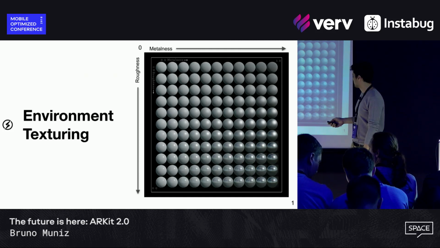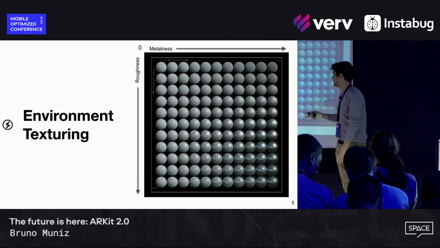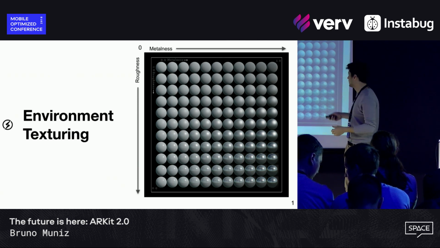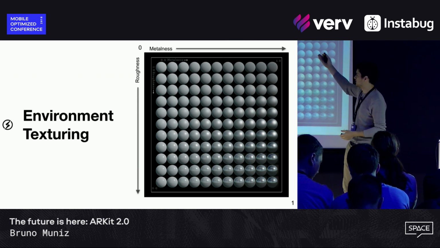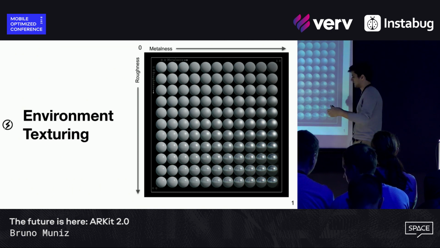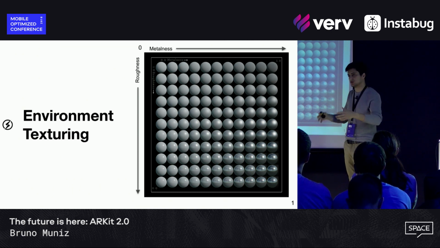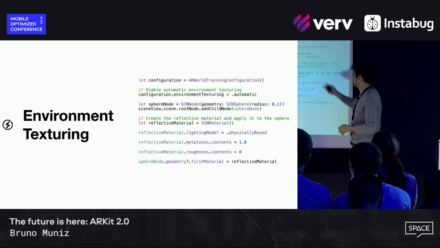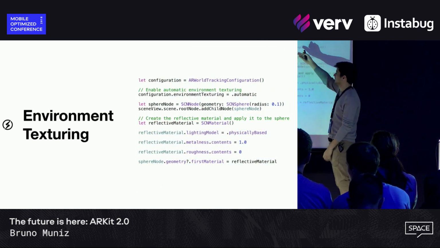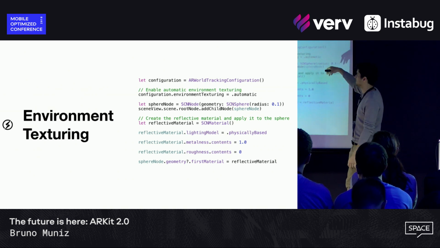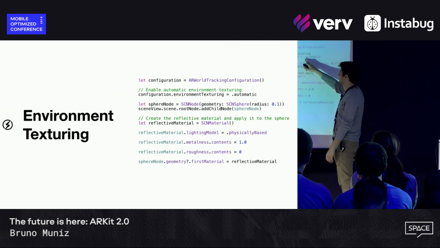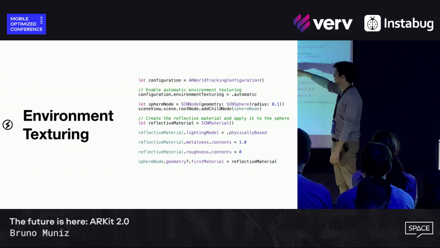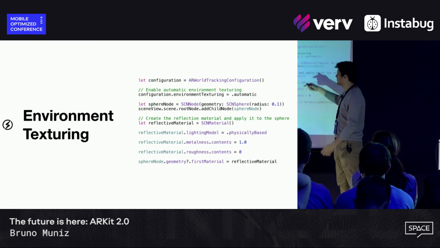Okay. Environment texturing, like I said, is just a reflection of the real environment. So you can set these two properties, for example, roughness and metalness, to check how reflective the surface of the material that you are working with will be. This is an example. They are using AR world tracking configuration. And then you set the property environment texturing to automatic. And you just added a node here, with the geometry of a sphere. So it's a ball.